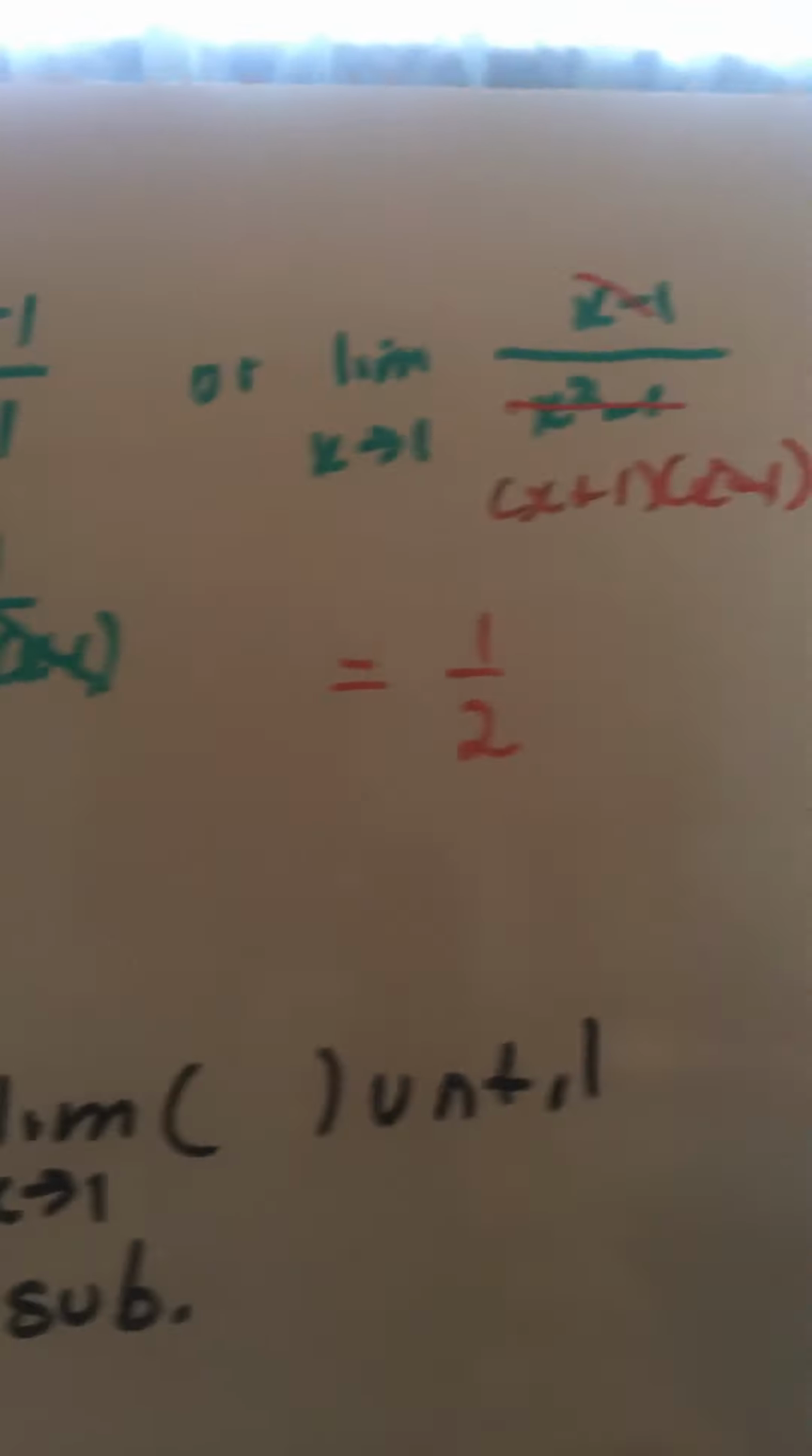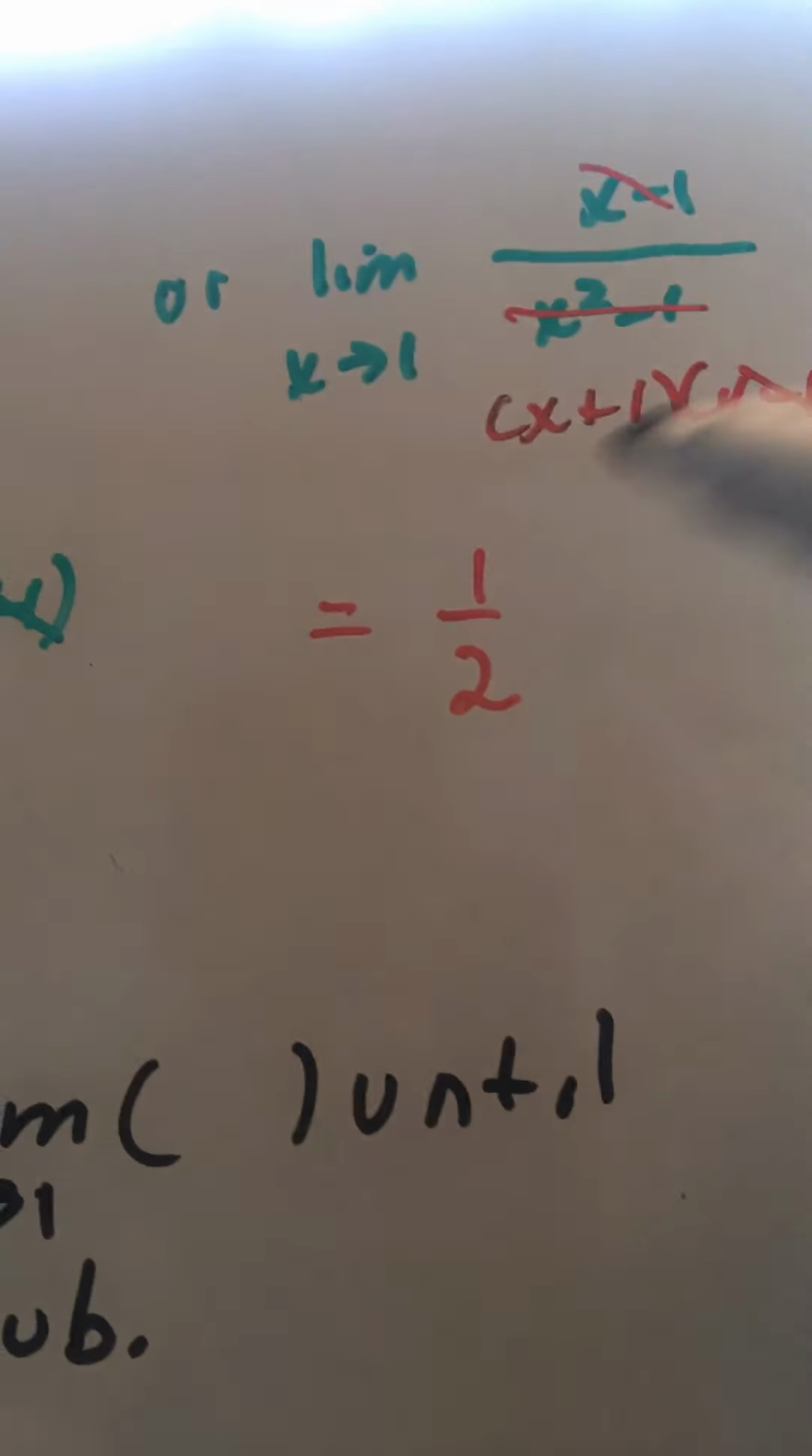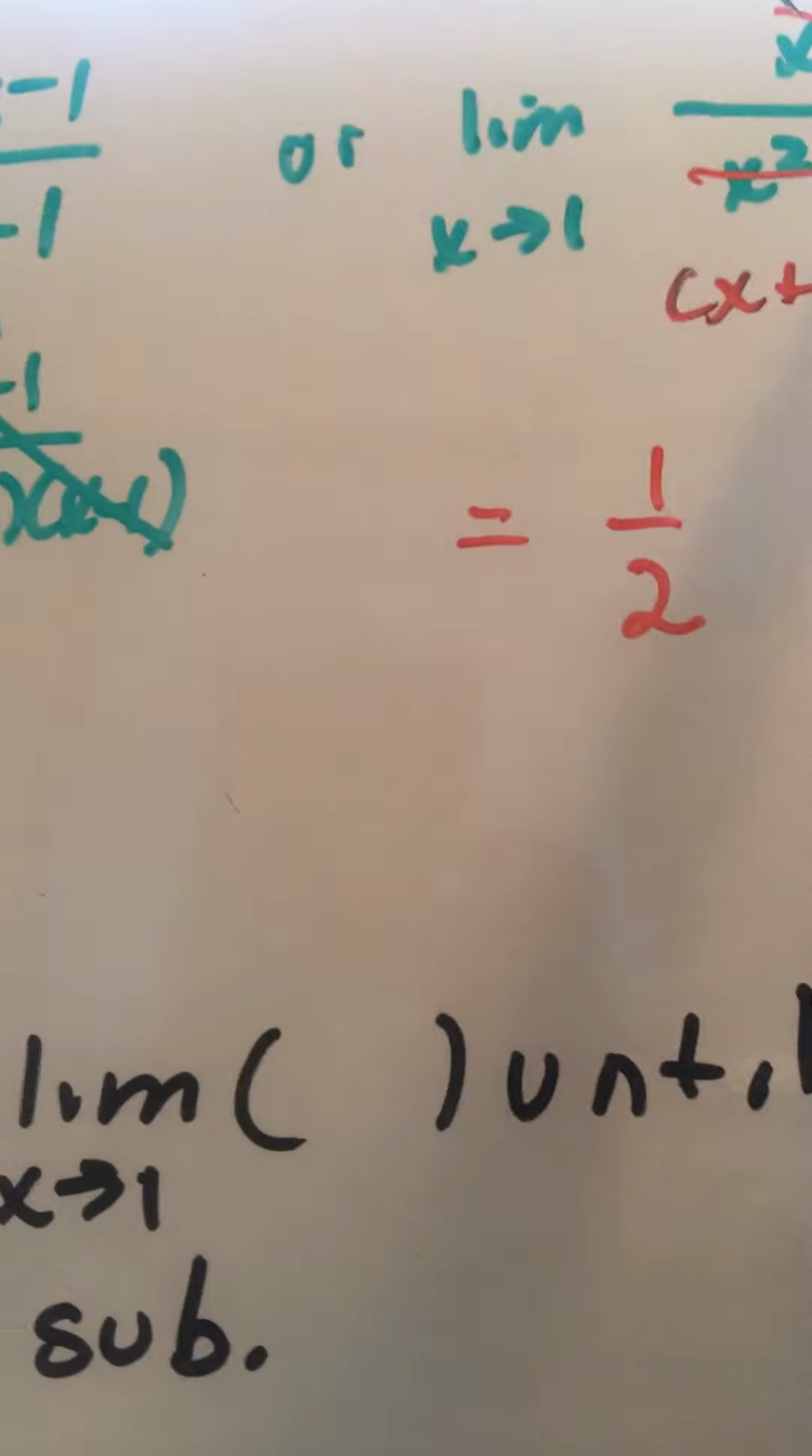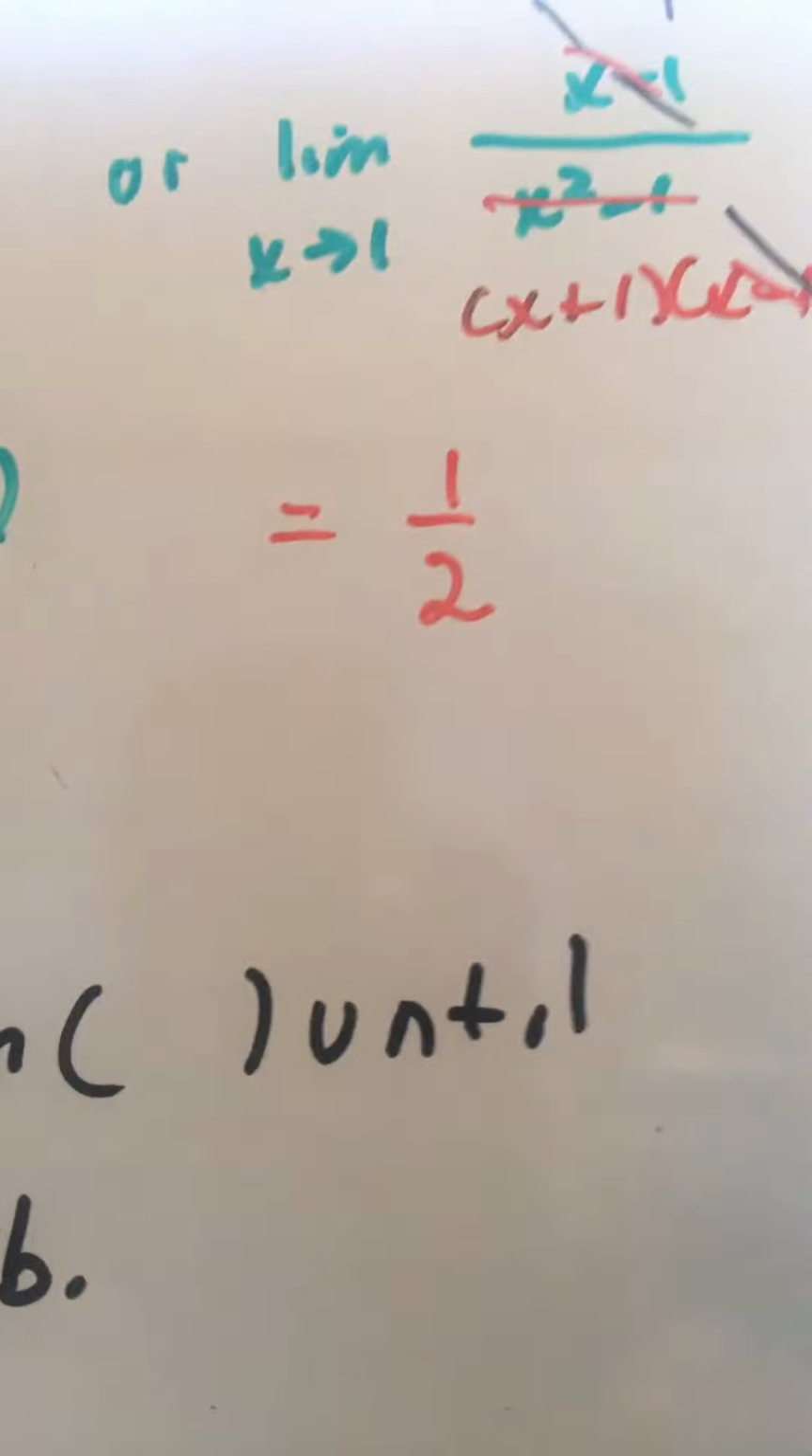Or you say, I'm really a bum. I'm going to mark out the denominator. I'm going to go ahead and factor, and then I can cross off these, put a 1 there, and now I'm going to be 1/2.